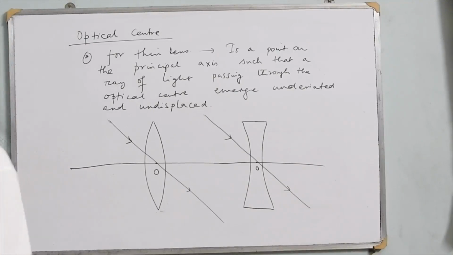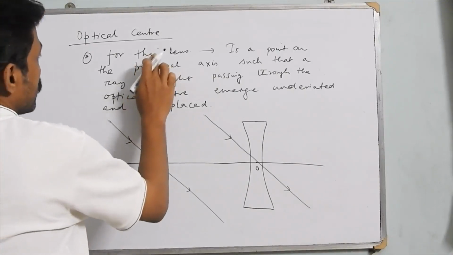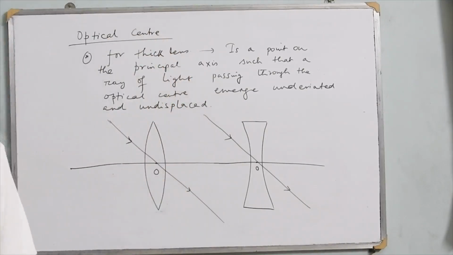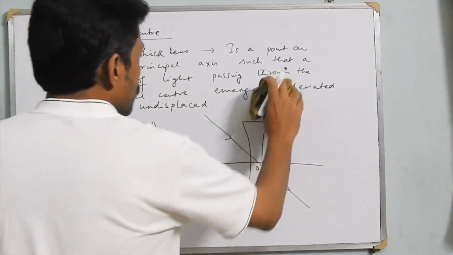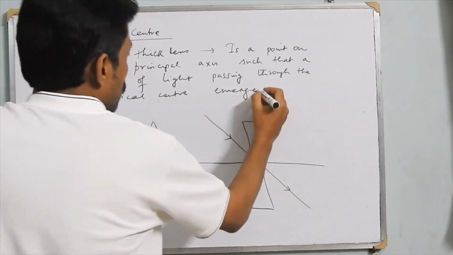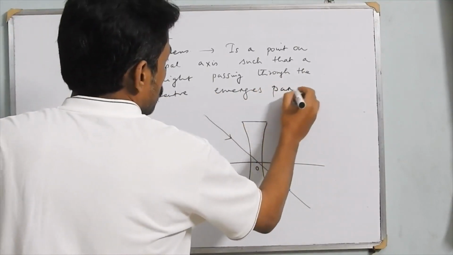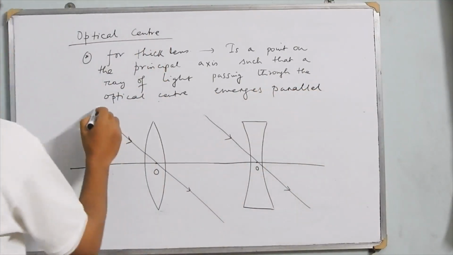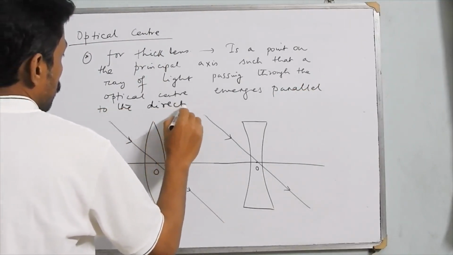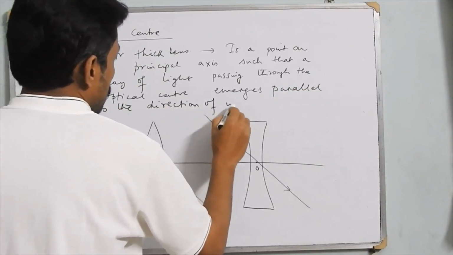So let us draw the diagram. Now for a thick lens, the optical center is a point on the principal axis such that a ray of light passing through the optical center emerges parallel to the direction of incidence. You can say it emerges parallel to the direction of incidence.